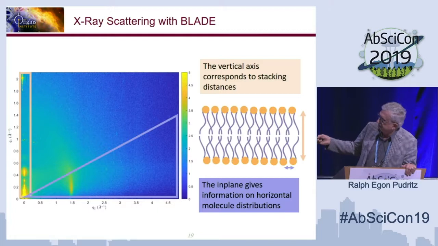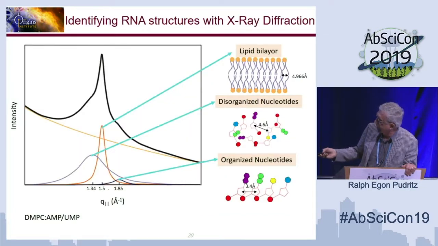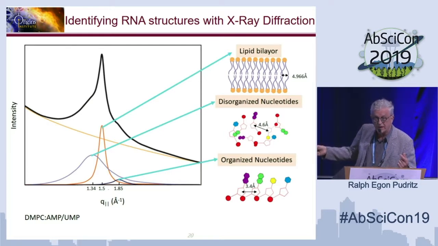Here we've got the various distance scales between the molecules, between the lipids. There's the bilayer here. And by doing the analysis with some computer analysis behind you, here is the distribution in this diagram of the intensity as a function of Q. This shows the typical scales. The typical scale in your bilayers might be 4.9 angstroms. Disorganized nucleotides have a separation of about 4.6 angstroms. That accounts for this peak. And the organized nucleotides, separated by about the distance of a phosphodiester bond, are in this growing peak right down here.